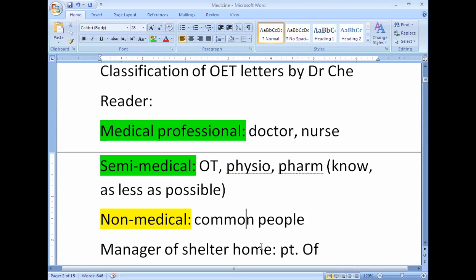You need to write to a medical or non-medical professional. So the medical professional type is typical for doctors and nurses. If you are writing a letter to a doctor or to a nurse, then I say it is a typical medical professional letter. Why do we need this classification? Ms. Tatiana, why do we need this classification?